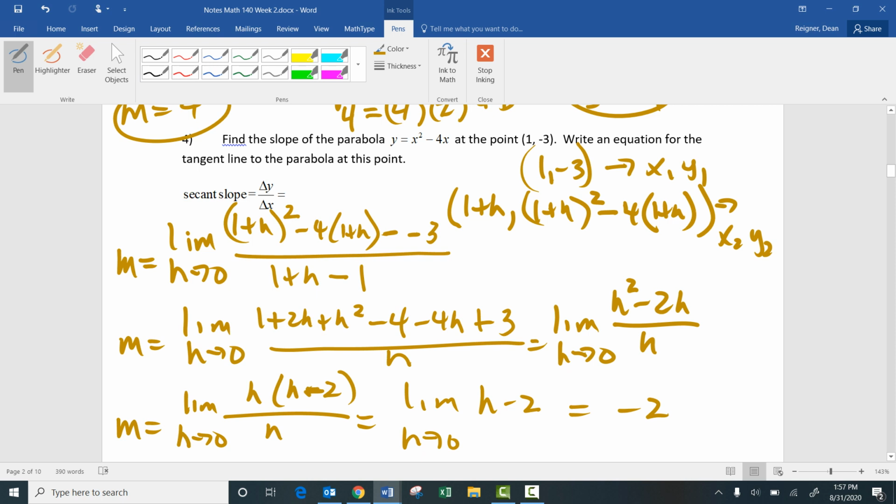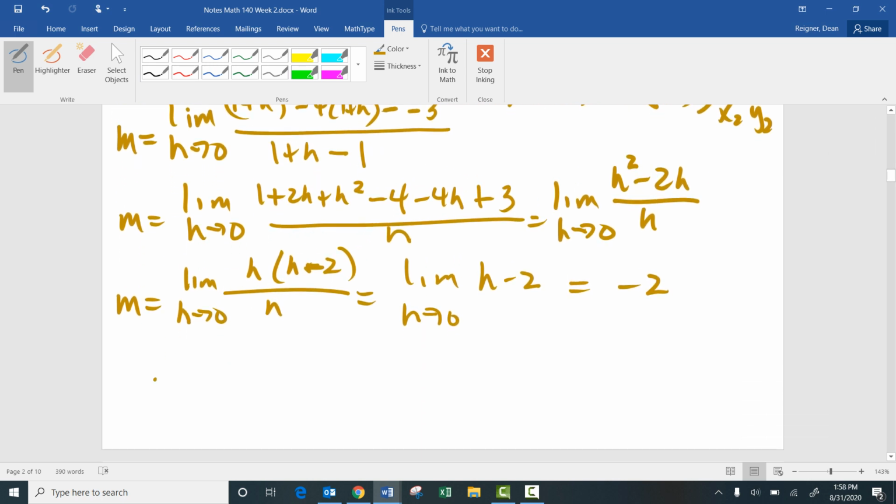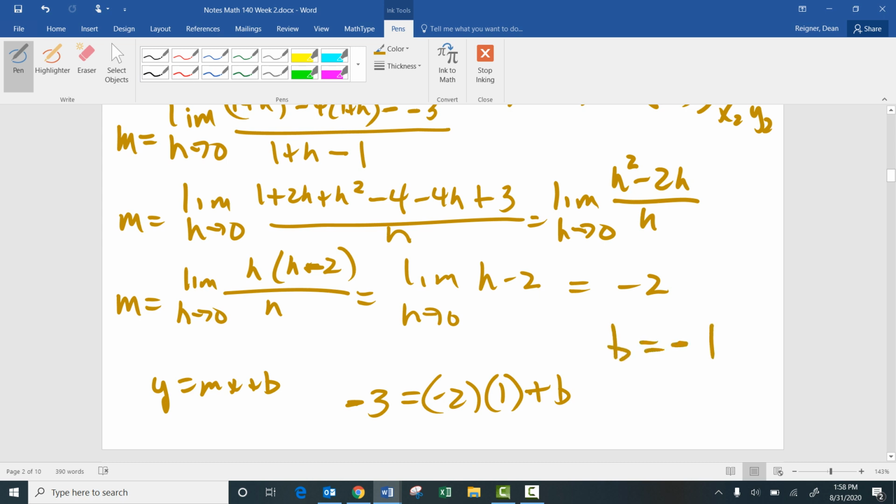So our slope at that point is negative 2. And then you just plug in that slope and plug in the point to find your b. So y equals mx plus b. So our y guy was negative 3. Our slope is negative 2. Our x guy is 1 plus b. So b looks like it's negative 1. So our equation of that tangent line is y equals, the slope was negative 2, put an x there, and then our b is negative 1. And that's how you do that problem.